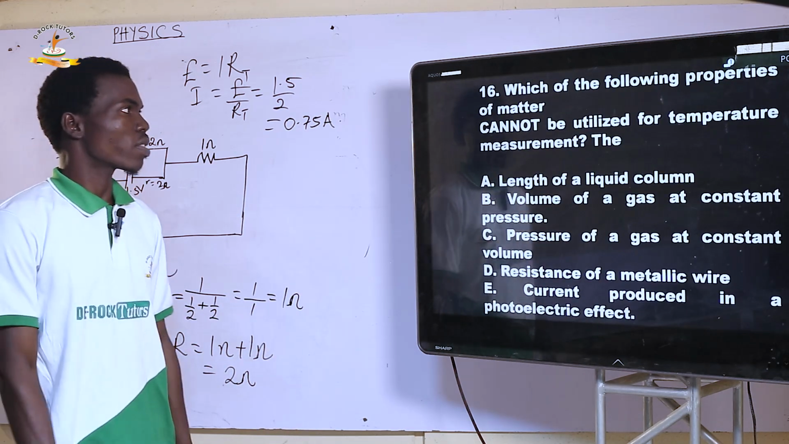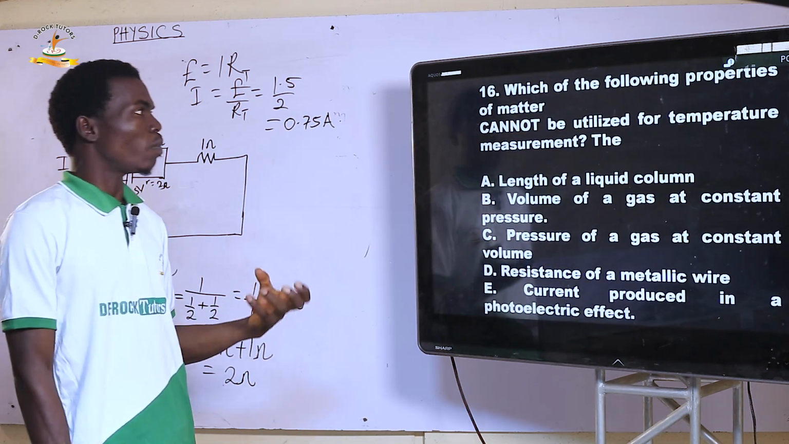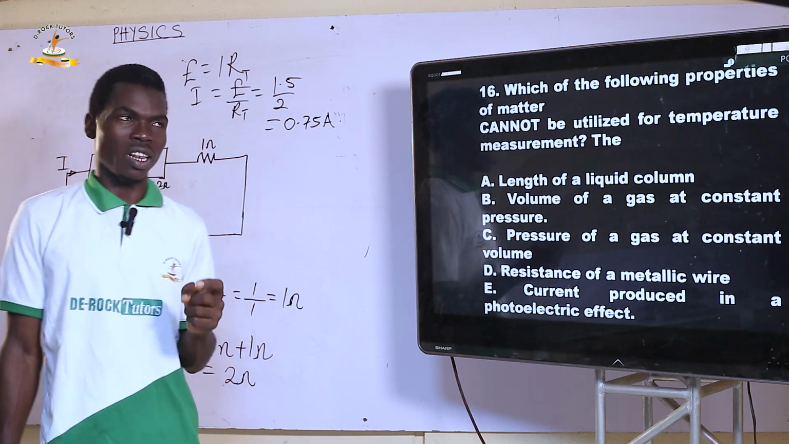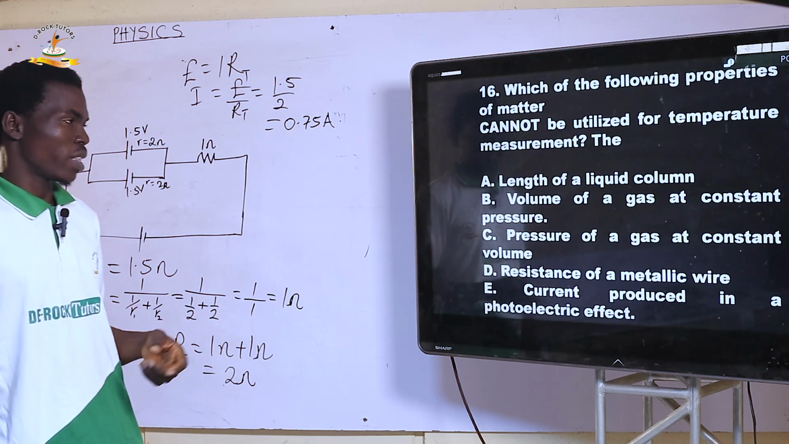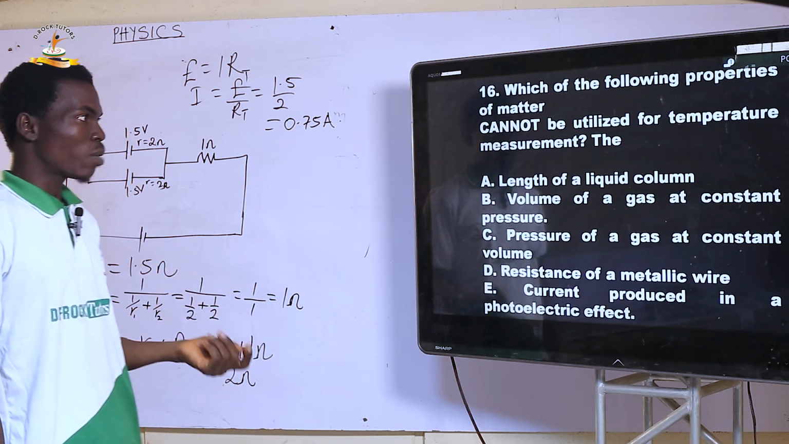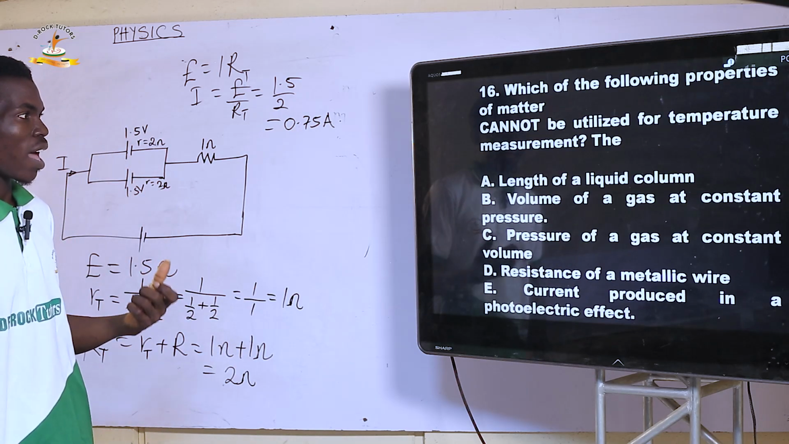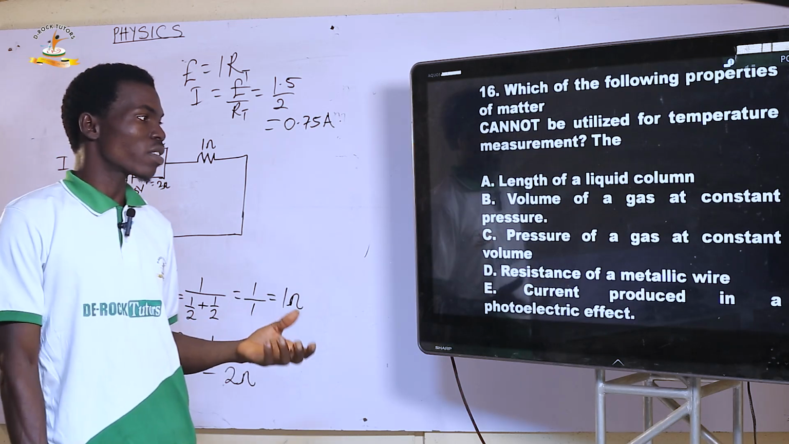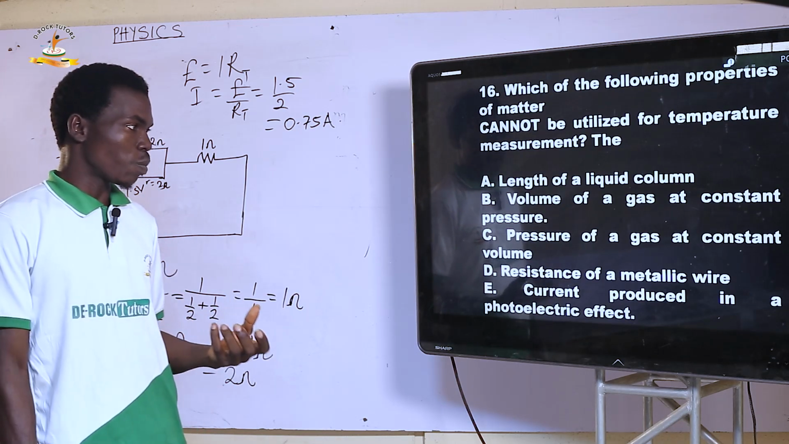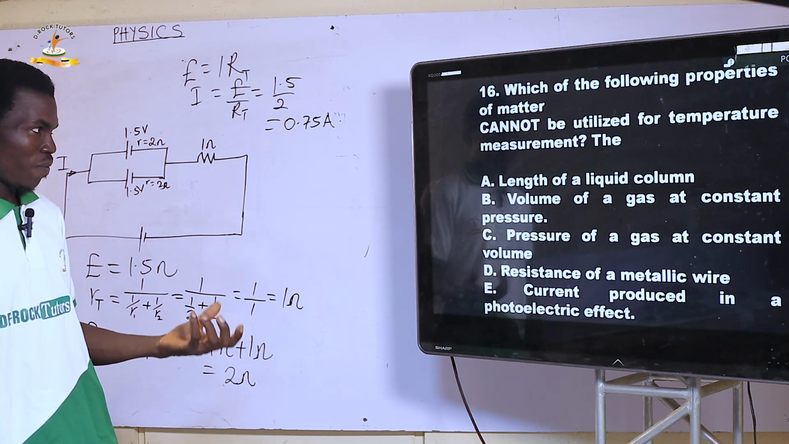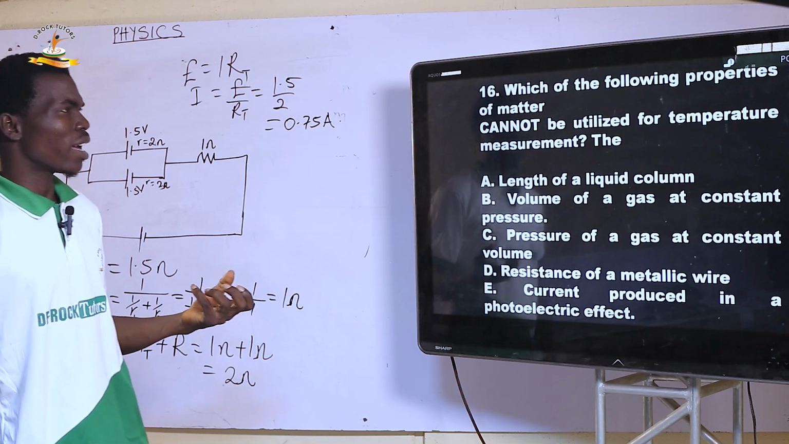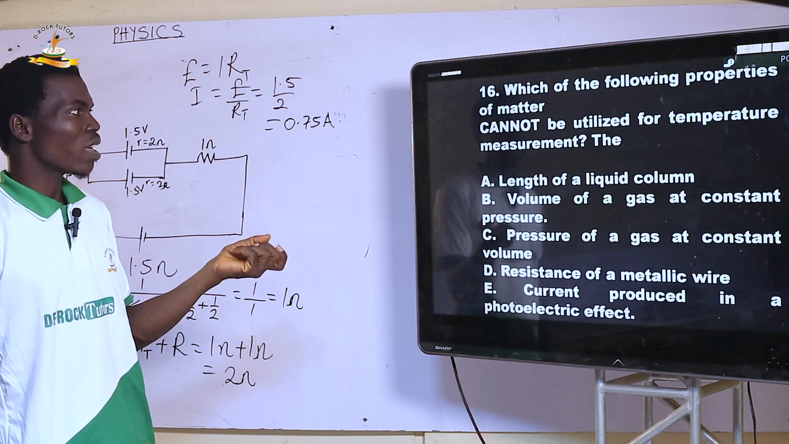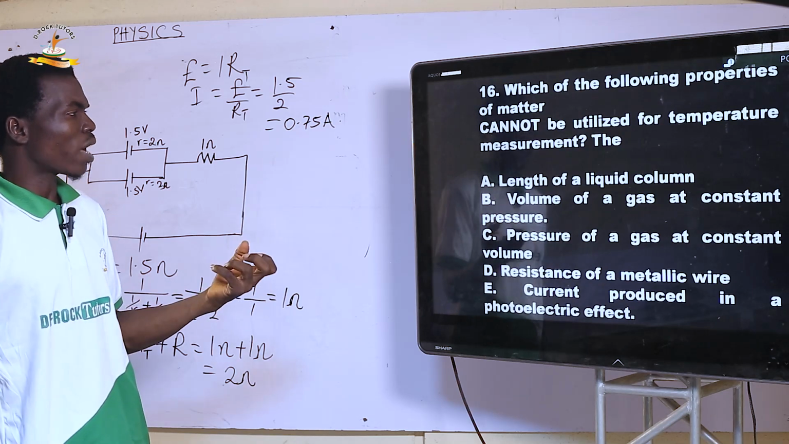So let's look at question 16. It says, which of the following properties of matter cannot be utilized for temperature measurements? A. Length of liquid column. B. Volume of a gas at a constant pressure. C. Pressure of a gas at constant volume. D. Resistance of a metallic wire. E. Current produced in a photoelectric effect. Now, the question is asking us which of the following properties of matter cannot be utilized for temperature measurement. So if you look at this, we know that what?